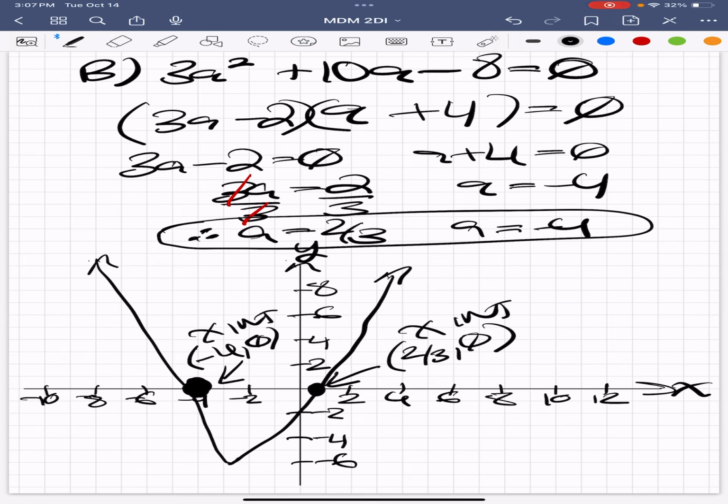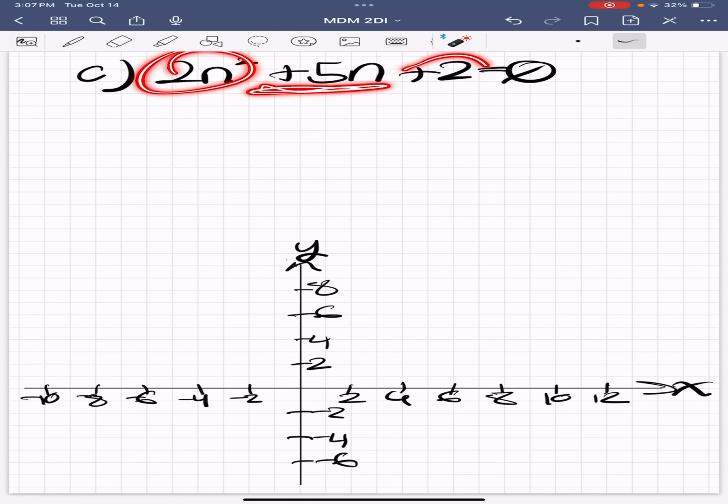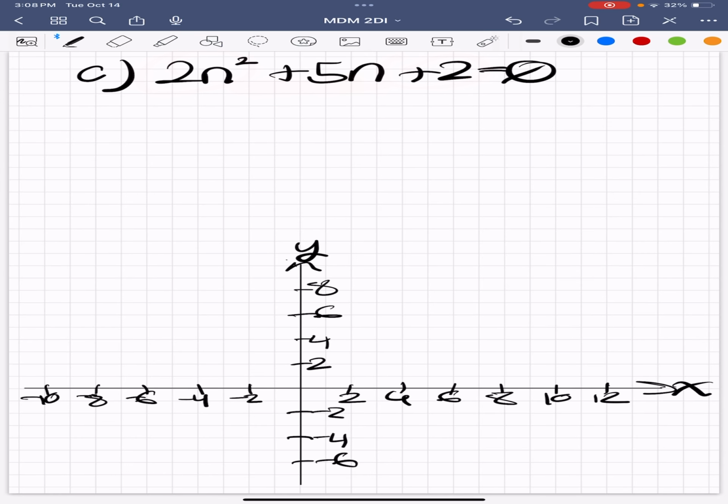So we have both x-intercepts labeled. We have (2/3, 0), and then we have (-4, 0) as well. And now moving on, again, we need two numbers that multiply to 2n^2. Then we need two numbers that multiply to +2, and then we need them to match in the middle, with the middle term +5.